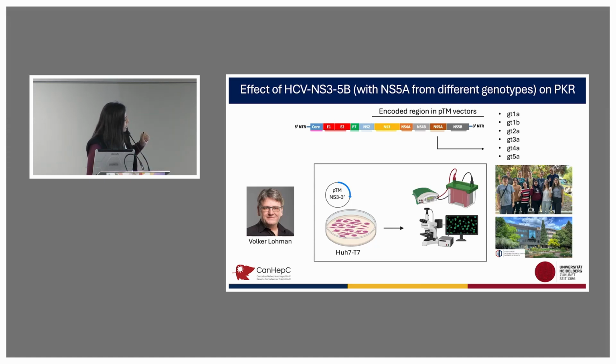This time we also have a transfection, but with a complex construct that expresses from NS3 to NS5B. The catch here is that NS5A can come from either genotype 1, 2, 3, 4, or 5 of HCV. We transfected the cells, and then we checked what would be the level of PKR activation or stress granule formation.